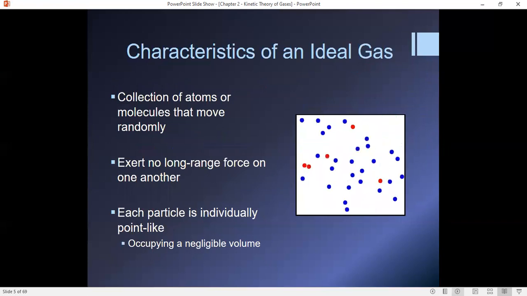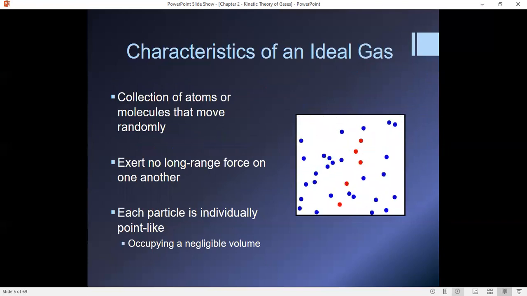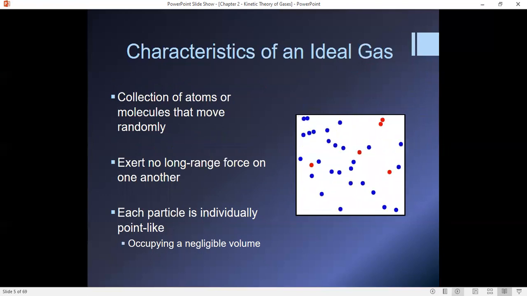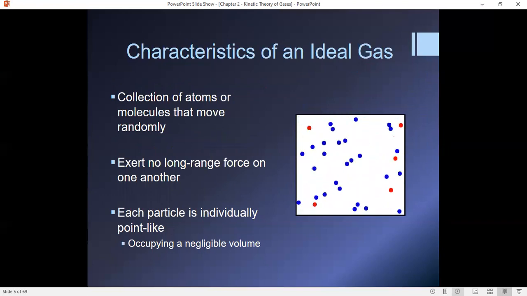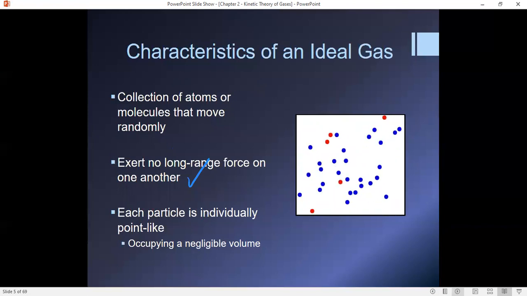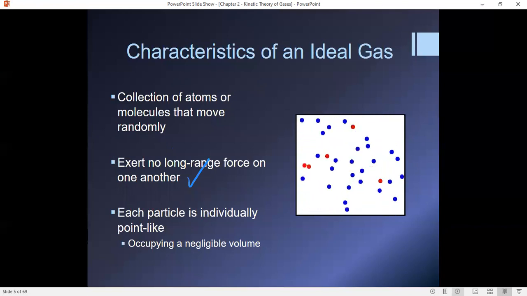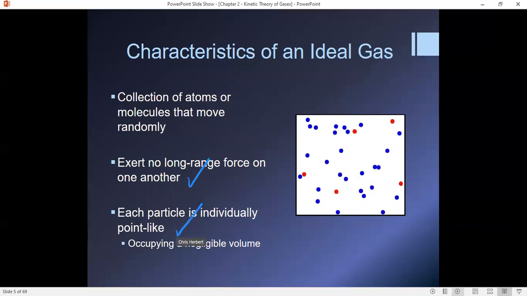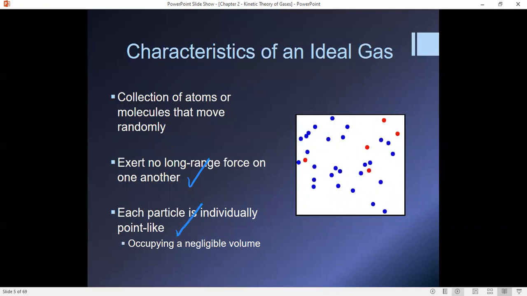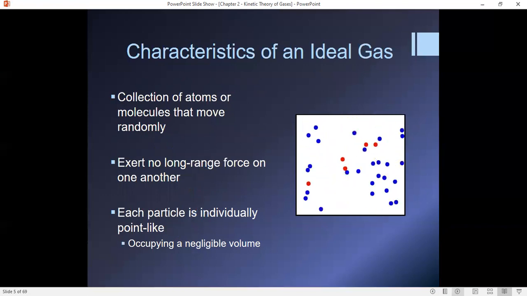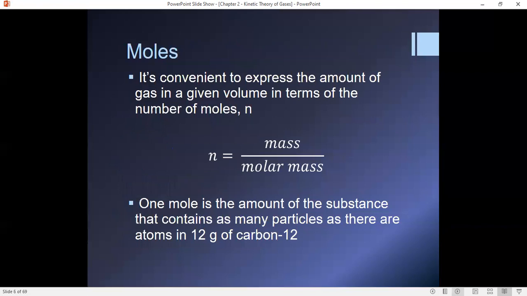Now, again, an ideal gas. We think of an ideal gas as a collection of atoms or molecules that are moving randomly. They exert no long-range force on one another. So that is one of the approximations that we use, that there are no intermolecular forces between the molecules, and that they basically collide with the walls of the container. Each particle is also assumed to be point-like, so any volume that the molecules have will have no impact on the state equation. If we do those two approximations, we can come up with our familiar ideal gas law.